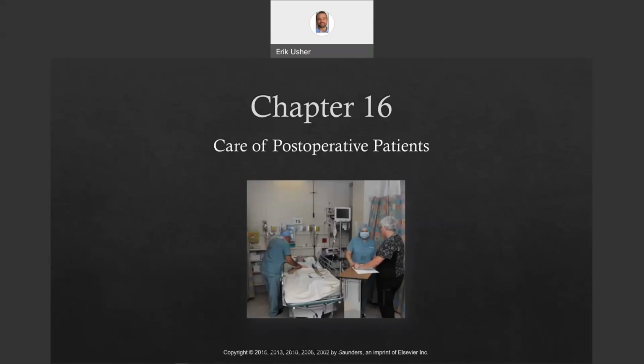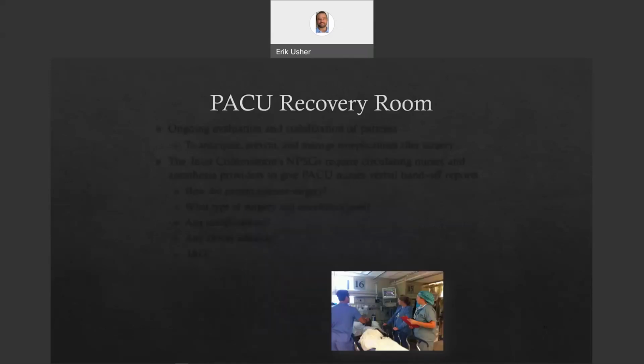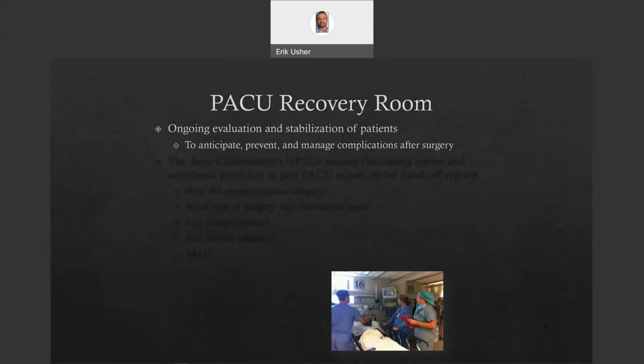So let's talk about our post-op patients. We saw them getting ready for the surgery. We saw them in the surgery, and now they're coming on out. This is our recovery room. This is the PACU. So it's an ongoing evaluation and stabilization of the patient.